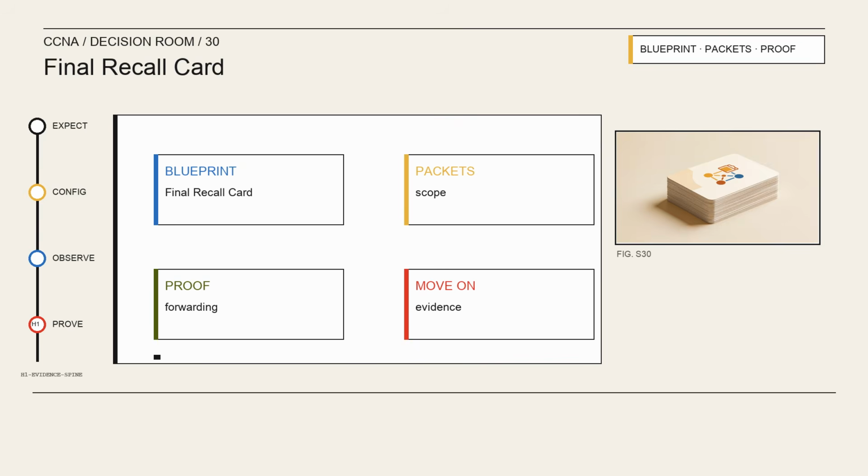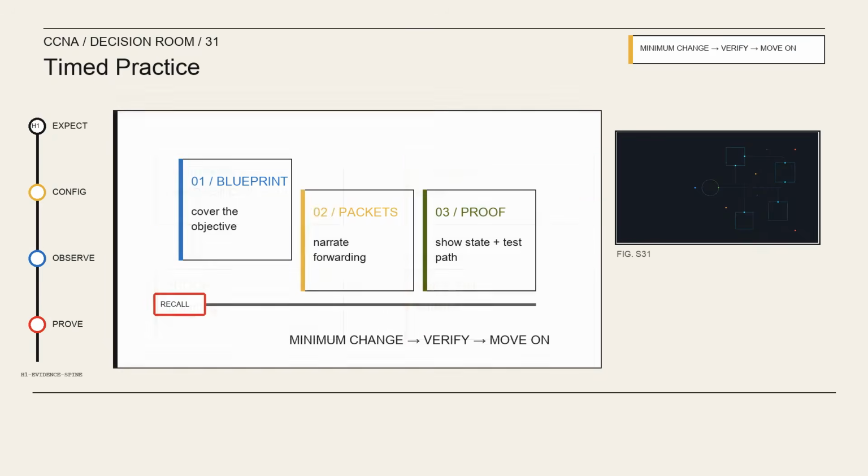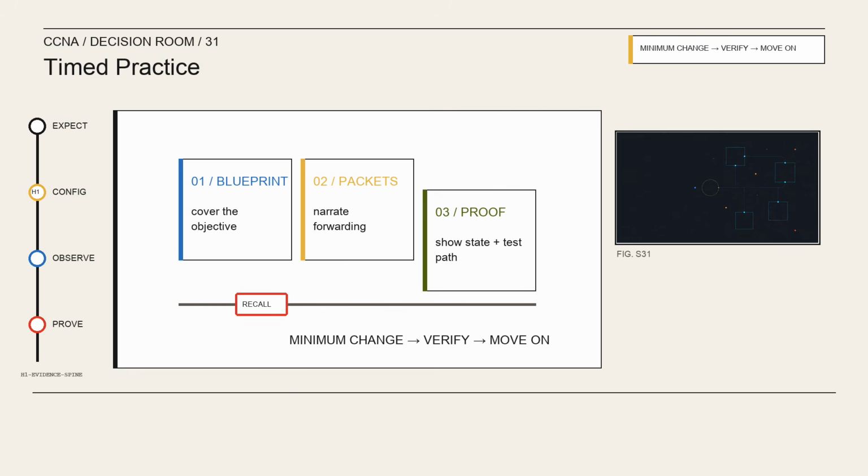Proof. Show state. Test the data plane. And explain a mismatch. In timed practice, rehearse the decision to move on after a deliberate verification pass. Do not freeze chasing a perfect command sequence.